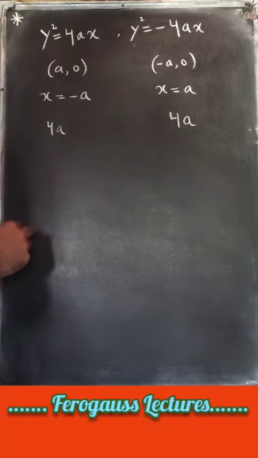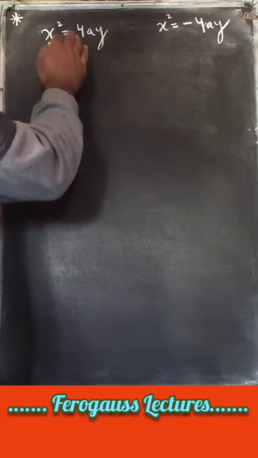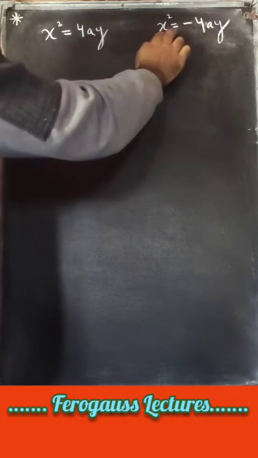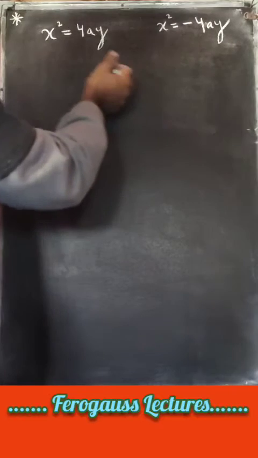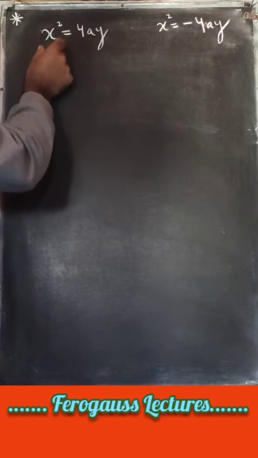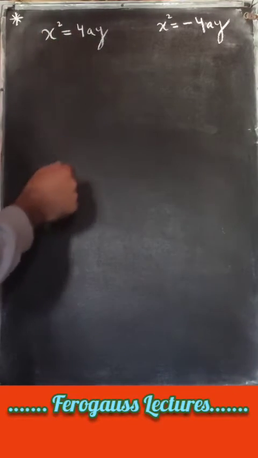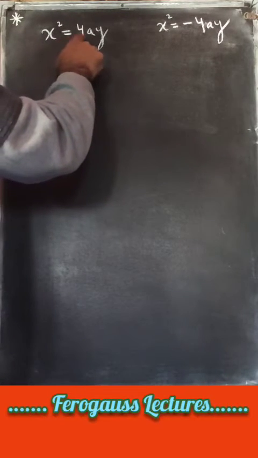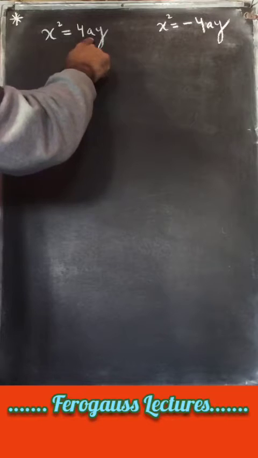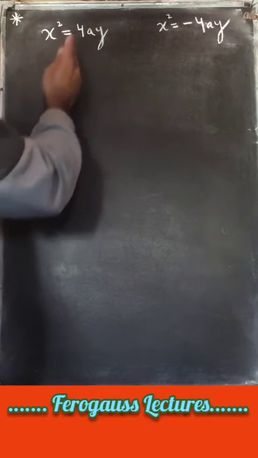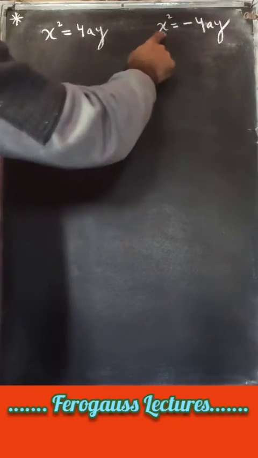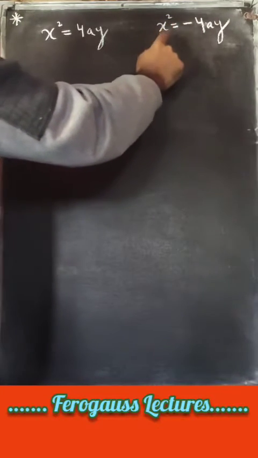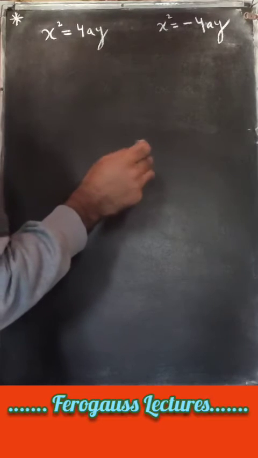Okay? If equation of parabola is of this type, that is x square is equal to 4ay, or x square is equal to minus 4ay. So when we have x square, that means this parabola is symmetric about y-axis. In this case, when 4a is positive, then axis of the parabola is along positive y-axis, and in this case, when 4a is negative, then axis of the parabola is along negative y-axis.